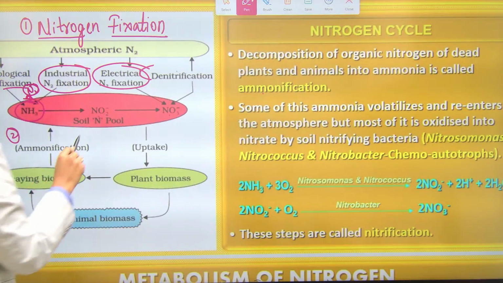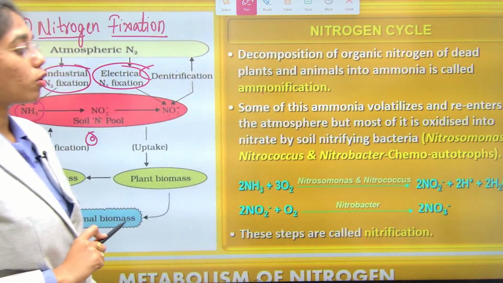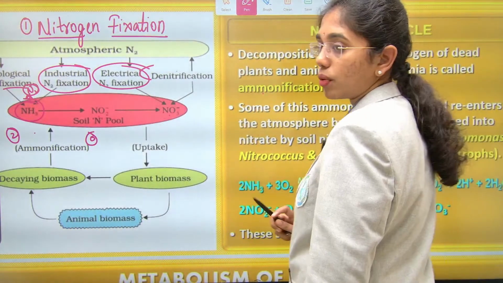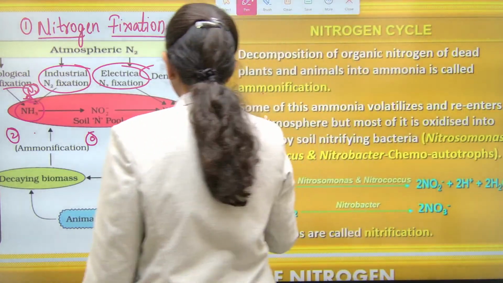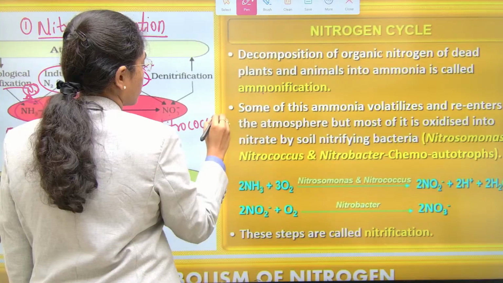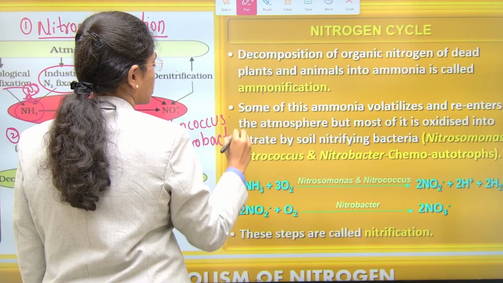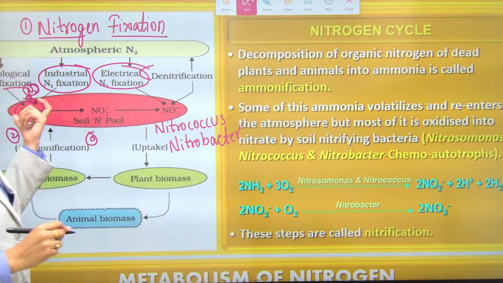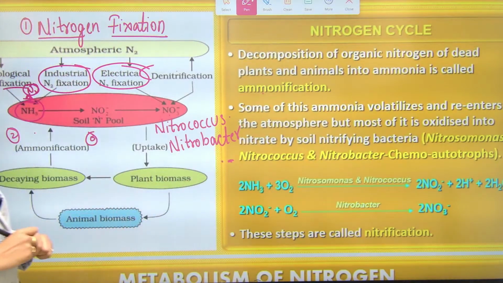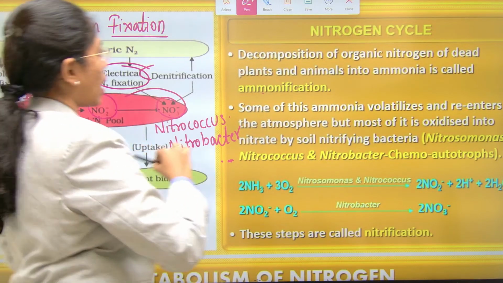Ammonification. The third step is nitrification. Ammonia converting to nitrite is by Nitrosomonas and Nitrosococcus. And second, nitrite converting to nitrate is through the bacteria Nitrococcus and Nitrobacter. Here you see, first ammonia converting to nitrite is by Nitrosococcus and Nitrosomonas. Next is Nitrobacter and Nitrococcus. You can see these steps are called what? Nitrification. Nitrates are formed as such.